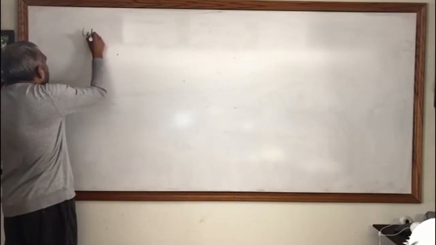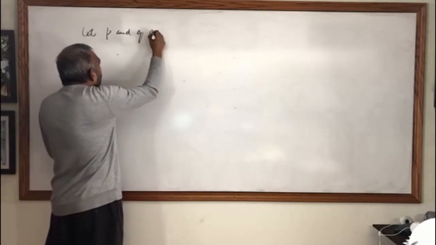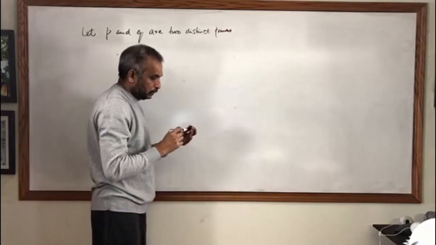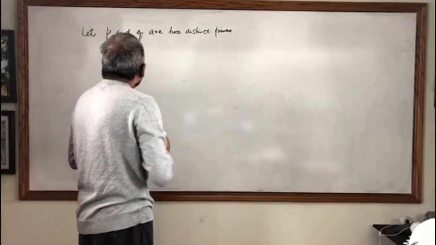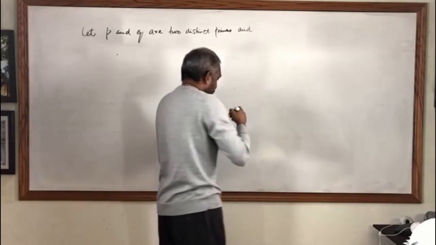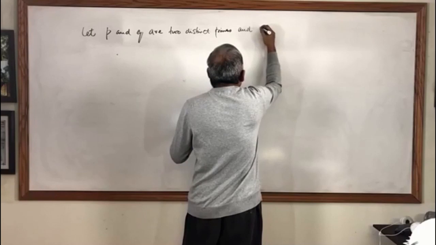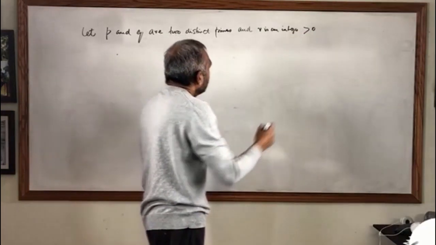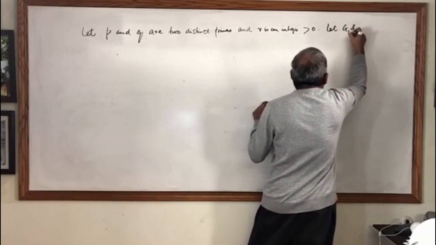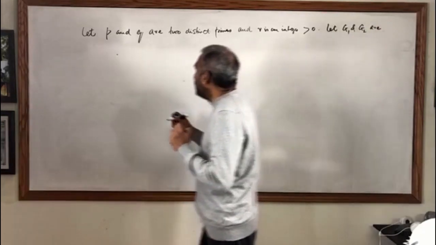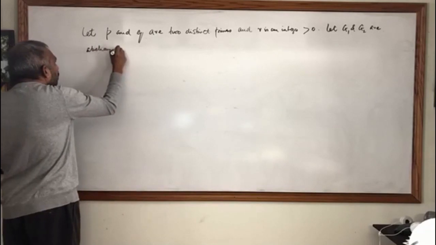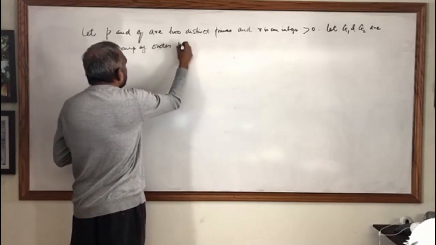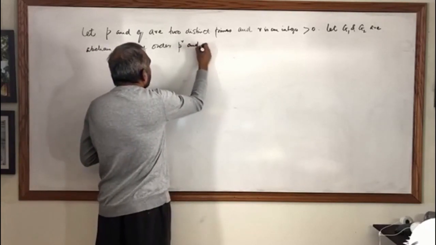Let P and Q be two distinct primes, and R an integer greater than 0. Then let G1 and G2 be Abelian groups of order P to the power of R and Q to the power of R.